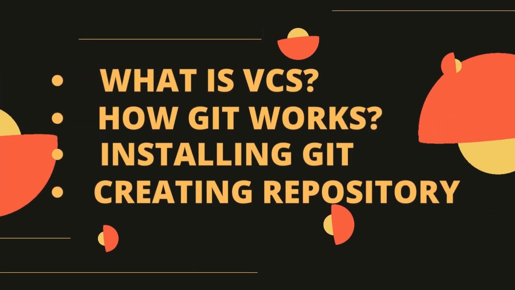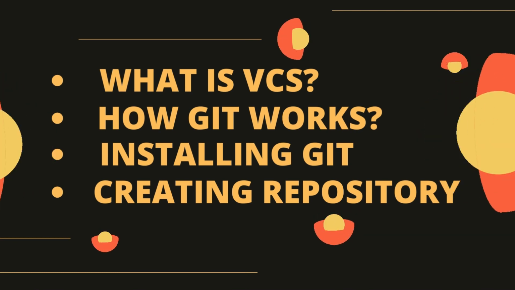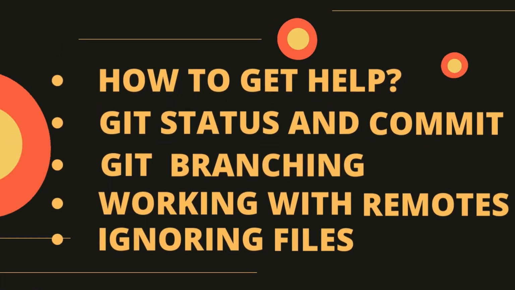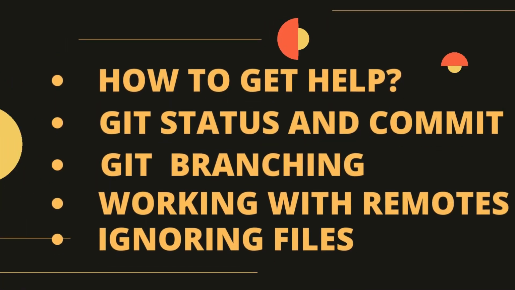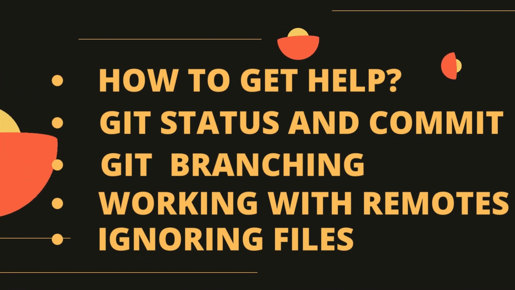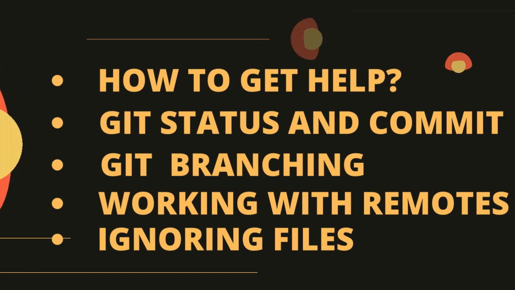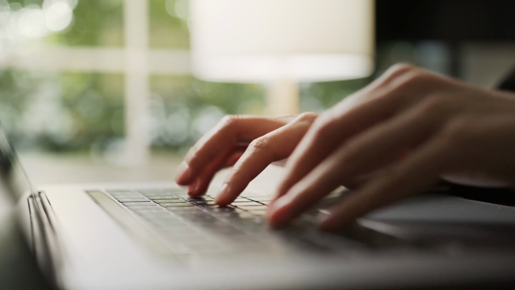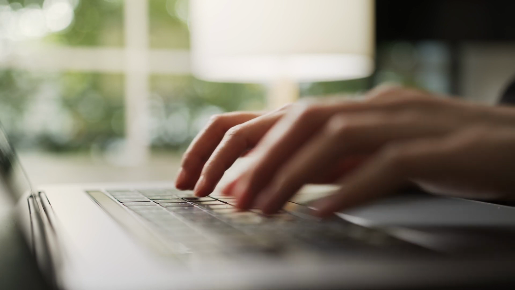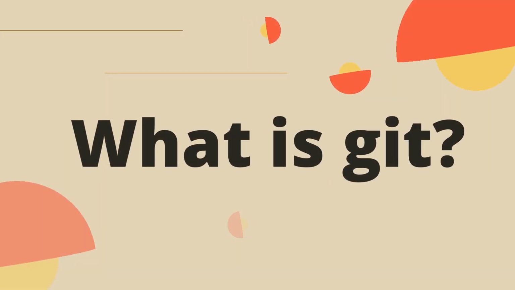Firstly we will talk about what is version control system, then how Git works, installing Git, first time Git setup, creating a new repository, how to get help, Git status command, how to commit, how to work with branches, how to work with the remotes, and how to ignore files. So this is what we will cover in this video. So let's begin. Let's start with discussion what is Git.